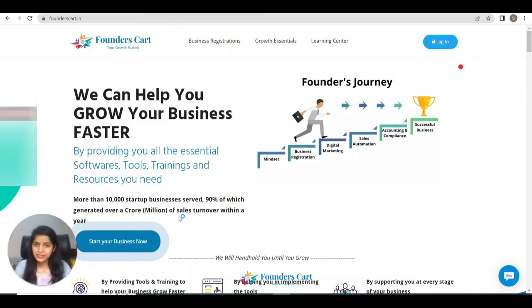Hello everyone, my name is Sakshi Tomar from Founders Card, and today I am here to explain how a private limited company can transfer shares from one shareholder to another shareholder. So let's start the process for transfer of shares.